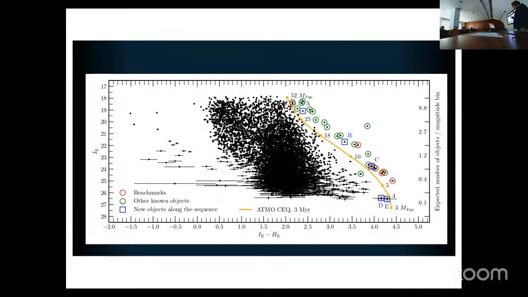Then we also have the green objects. The green objects are candidates that were published in the literature, but they did not have spectra. So we confirm a number of them as being on the sequence. And we have the blue ones. The blue ones are new discoveries from Euclid. And in particular, you see the blue ones extend the sequence a bit down to even lower planetary masses.